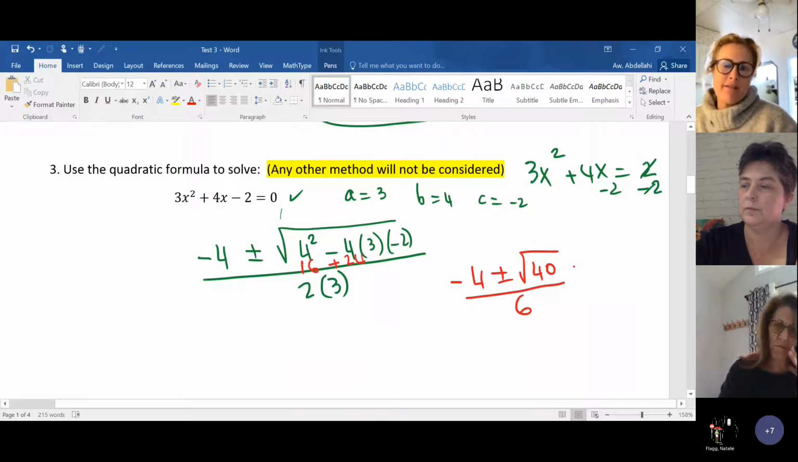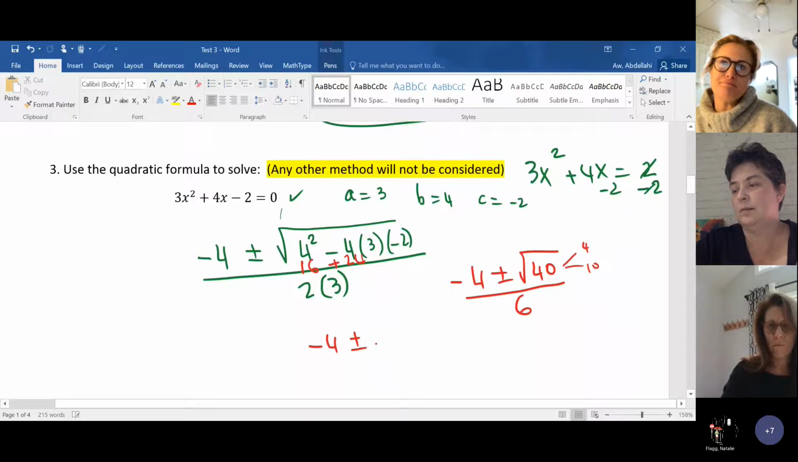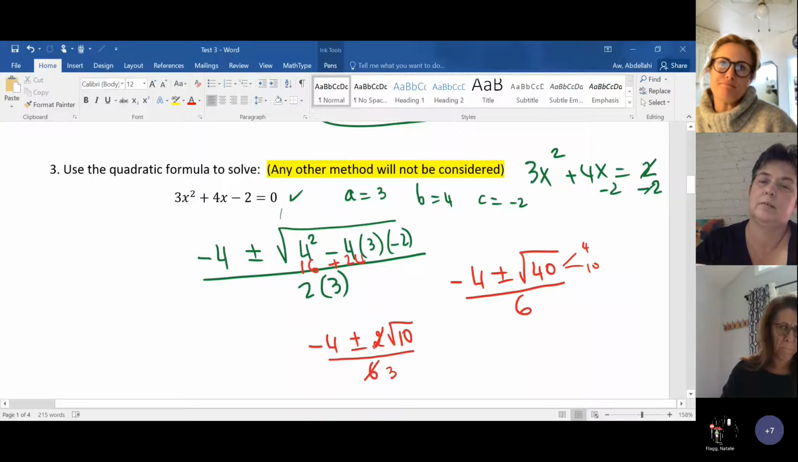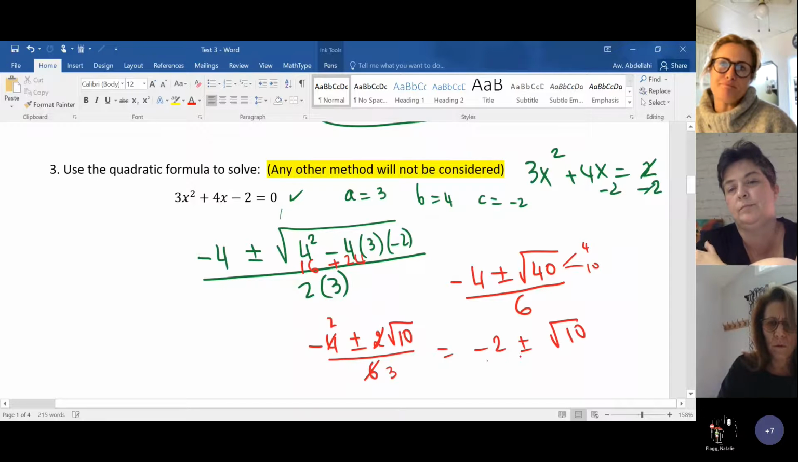So 40 happens to be 4 times 10, right? So 4 comes out, it becomes a 2. It's -4 plus or minus 2 root of 10 all over 6. Now I can divide everybody by 2. This one is 3 left, this one 2 left. It's going to be -2 plus or minus root 10 divided by 3.